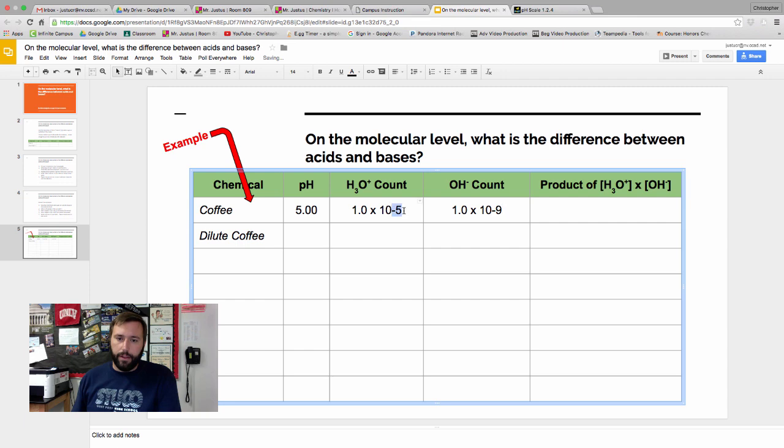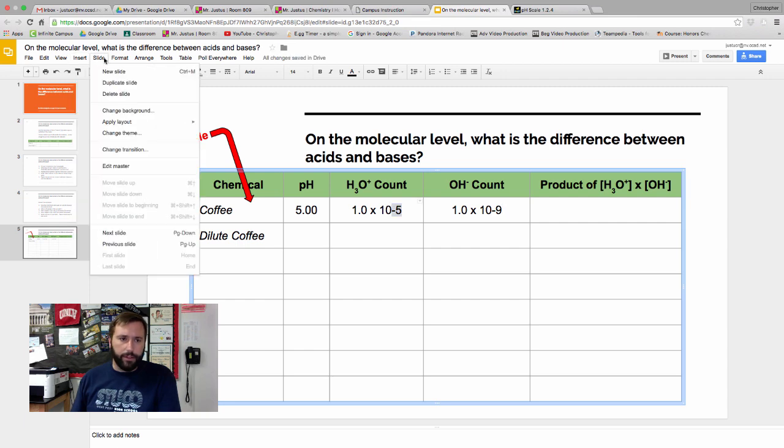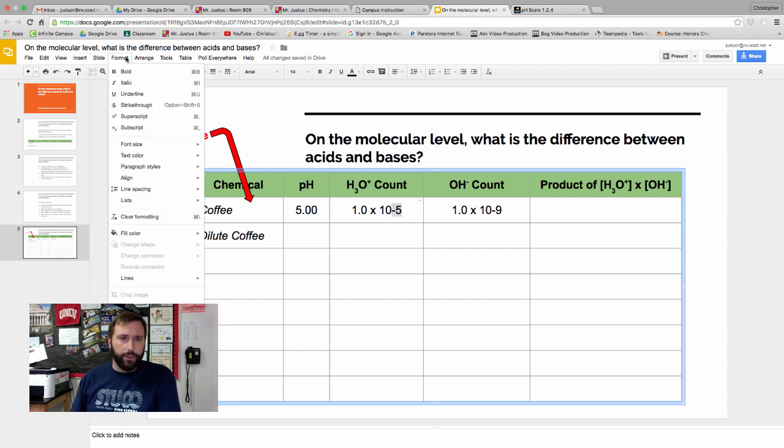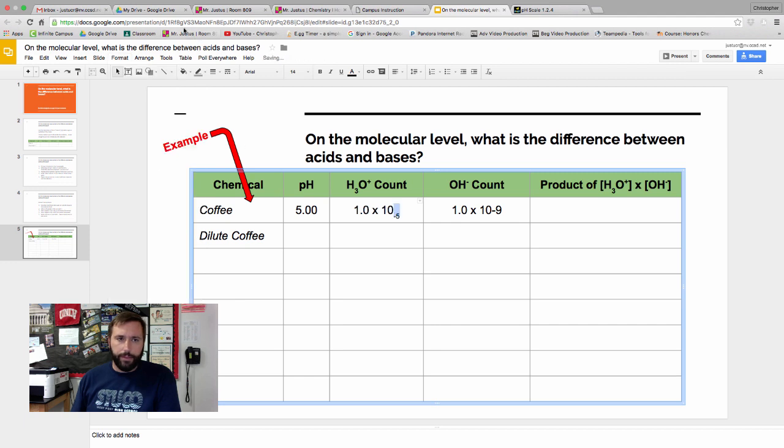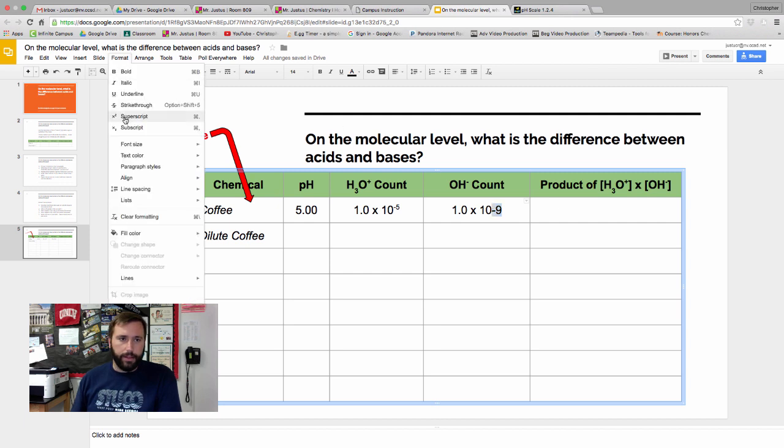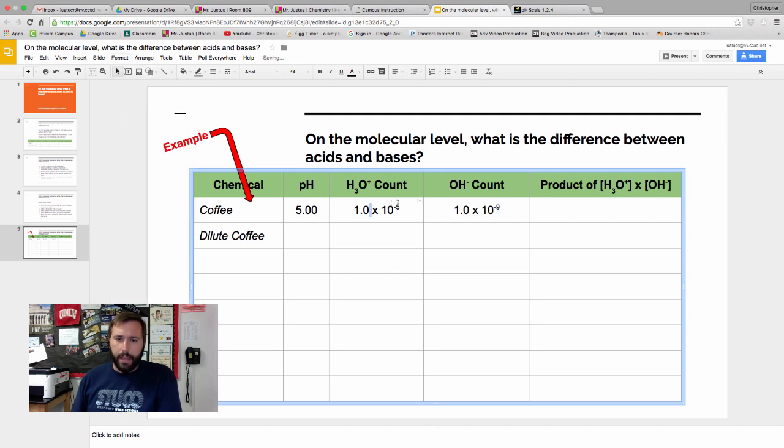If you'll allow me a moment, I'm going to superscript these numbers. There we go. All right, and we're done. I'm going to allow you guys to multiply these 2 numbers together to write the product right here.